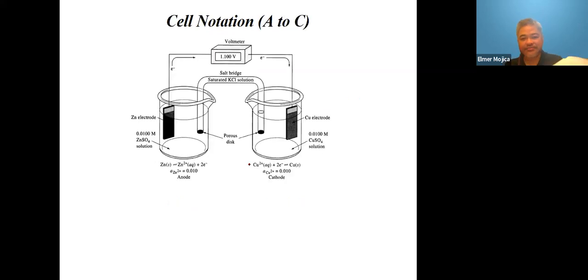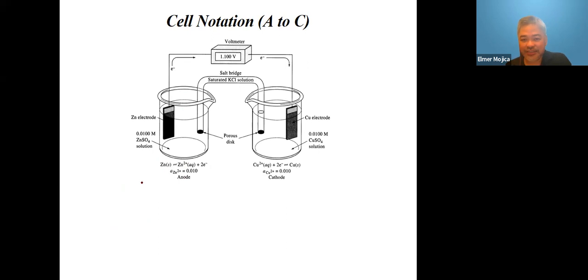Now another thing that you need to know, which I hope you learned from your Gen Chem, I think Gen Chem 2, right? If I'm not mistaken, ay yung tinatawag nating cell notation or representation of the cells. So for instance, if you have this cell, how are you going to write the cell notation for this?